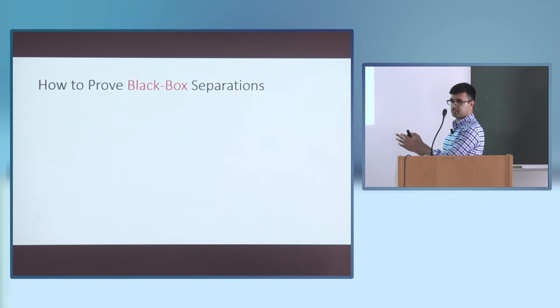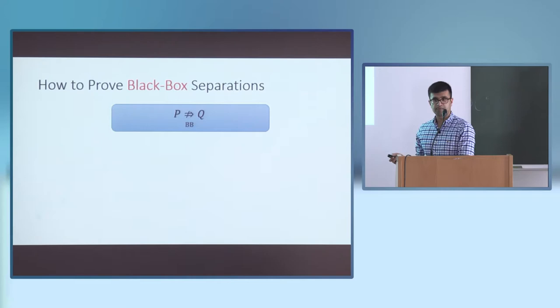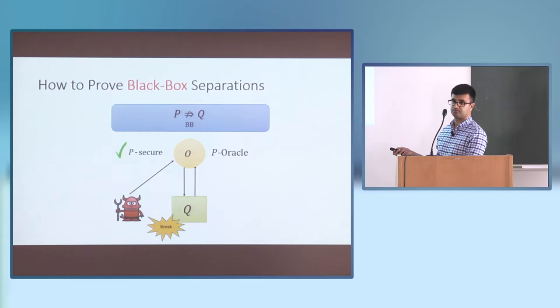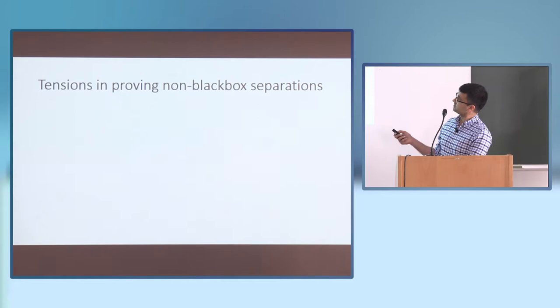In order to prove that a primitive Q is not implied by a primitive P in a black box way, the most typical approach is to define an oracle O that ideally implements P. For example, if P is a one-way function, you can think of O as a random oracle. And then the next step is to show that any possible construction of Q that uses O as an oracle can be broken by an adversary that makes a polynomial number of queries to O. Okay? So now let's see what the challenges are in implementing this methodology in our non-black box setting.